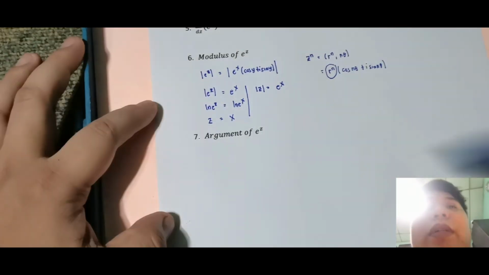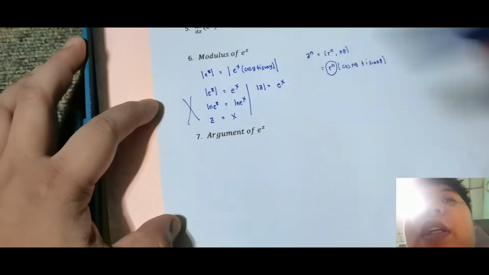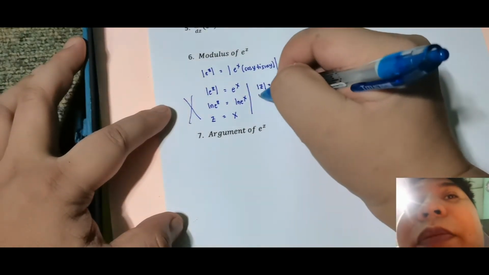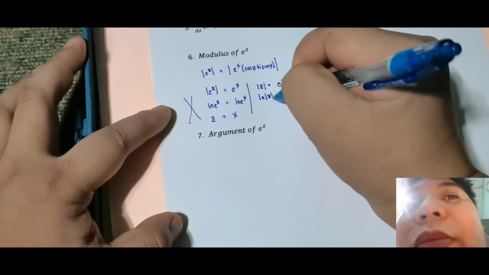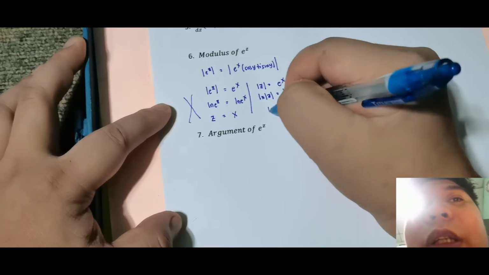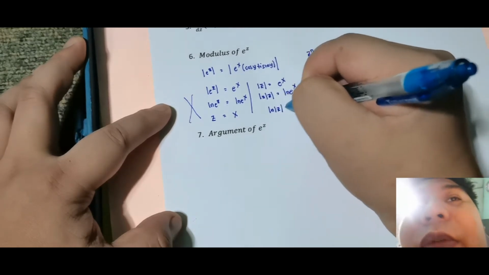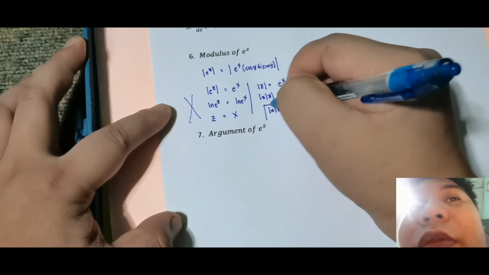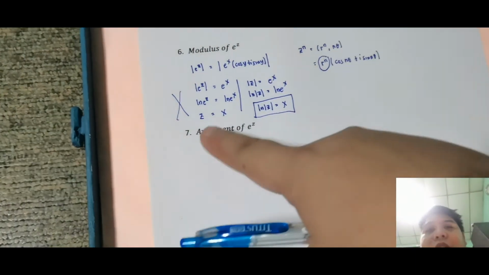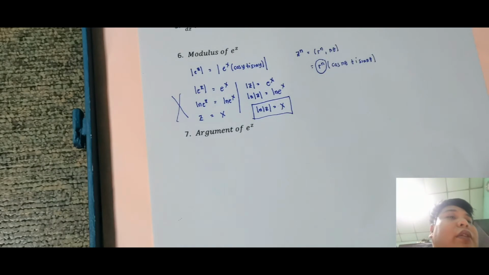Ito yun. So, x tayo sa part na to. Pag ginawa tayong ln yan, so ano magiging ln yan? So, that is ln of modulus of e raised to z is equal to ln of e raised to x. And that is simply x. So, ito yung pinakasagot dyan. Okay, tandaan na, wag to. Okay, so sorry about that.